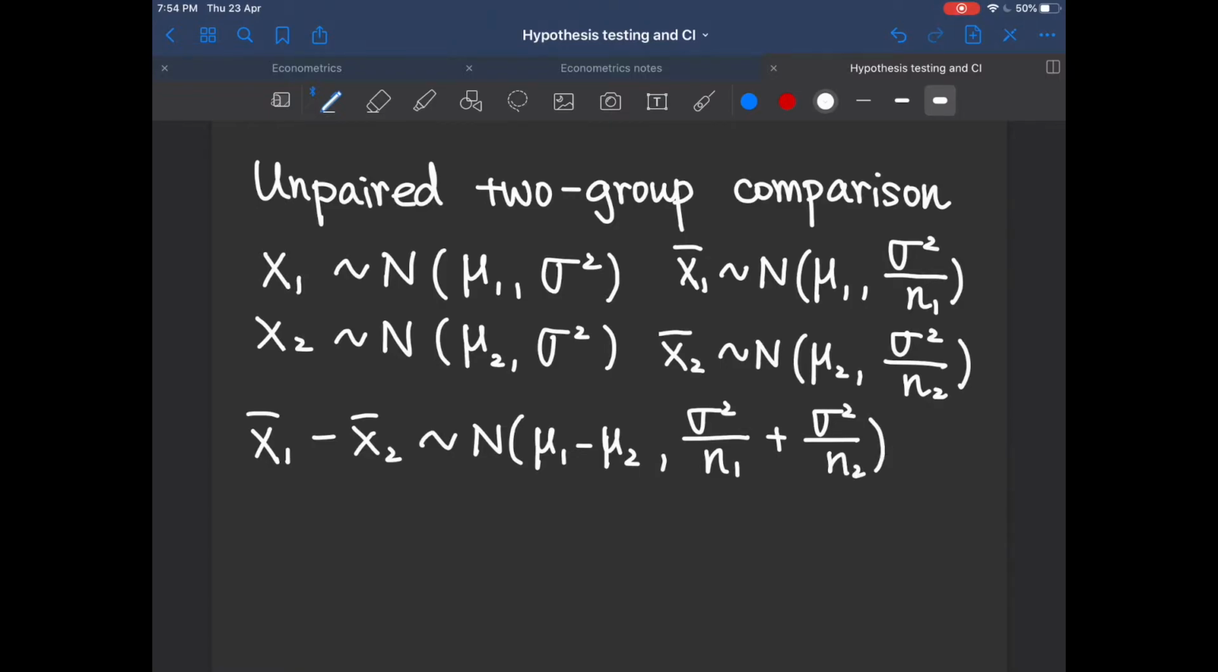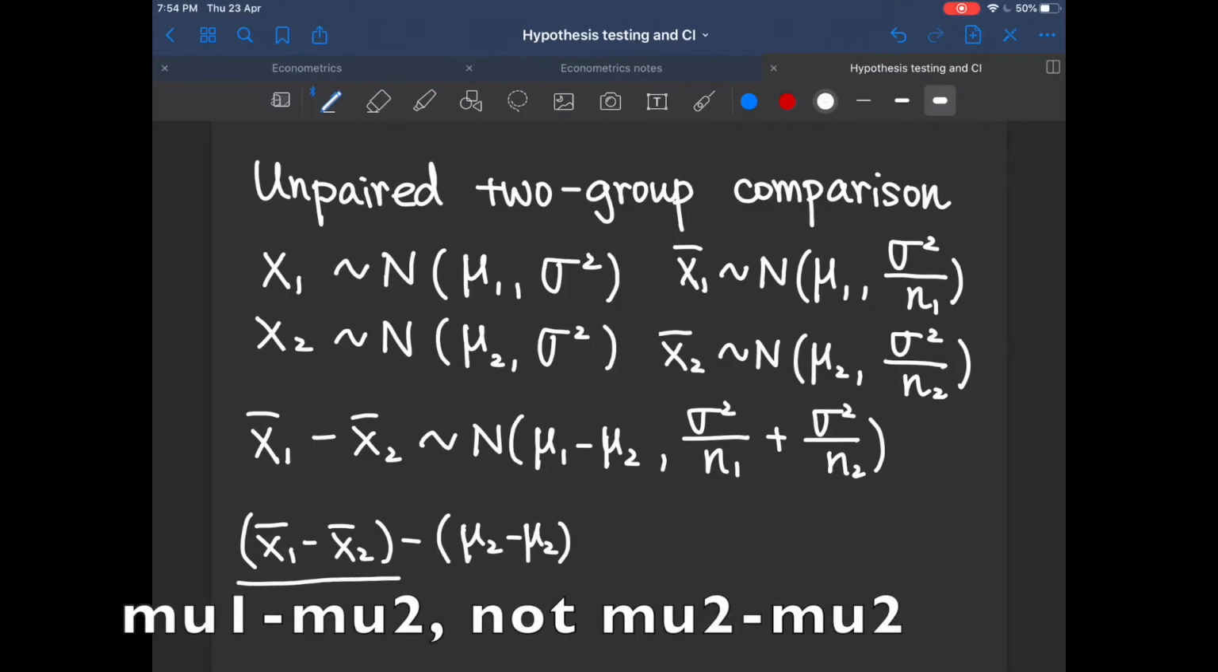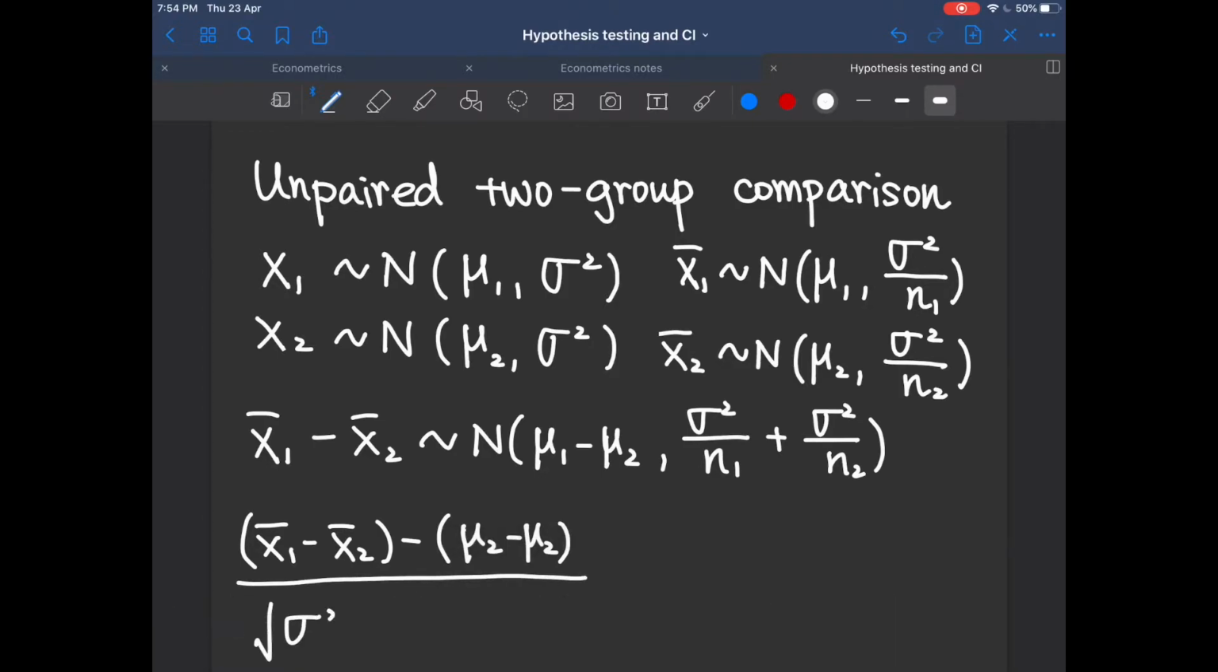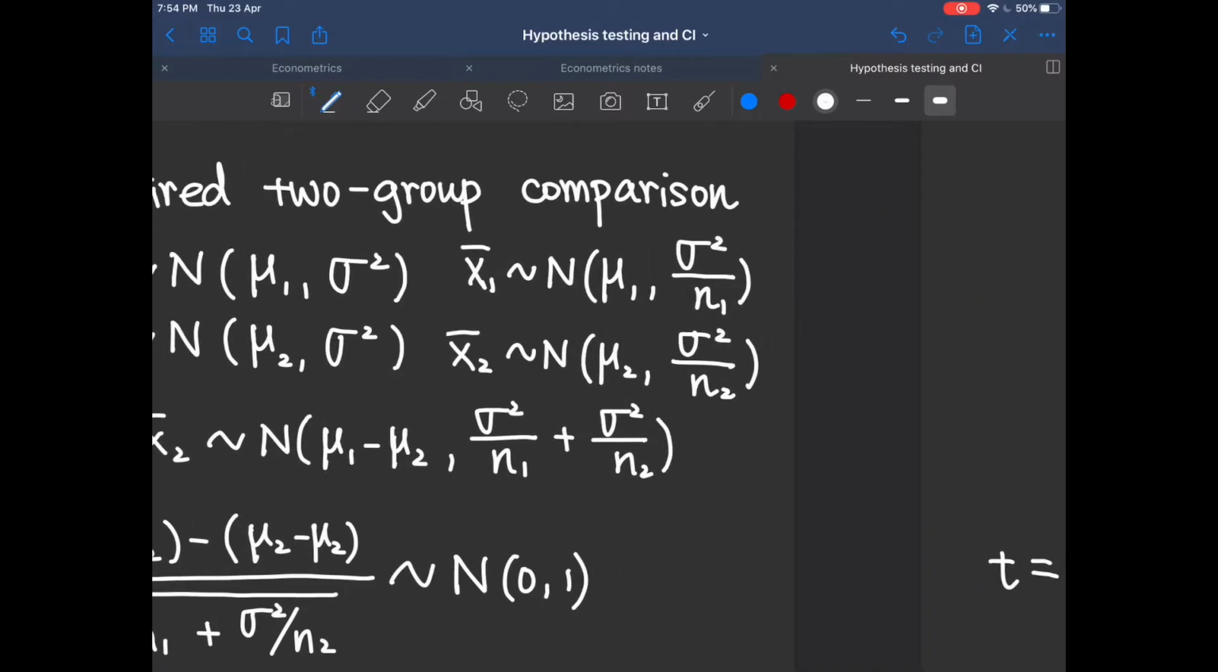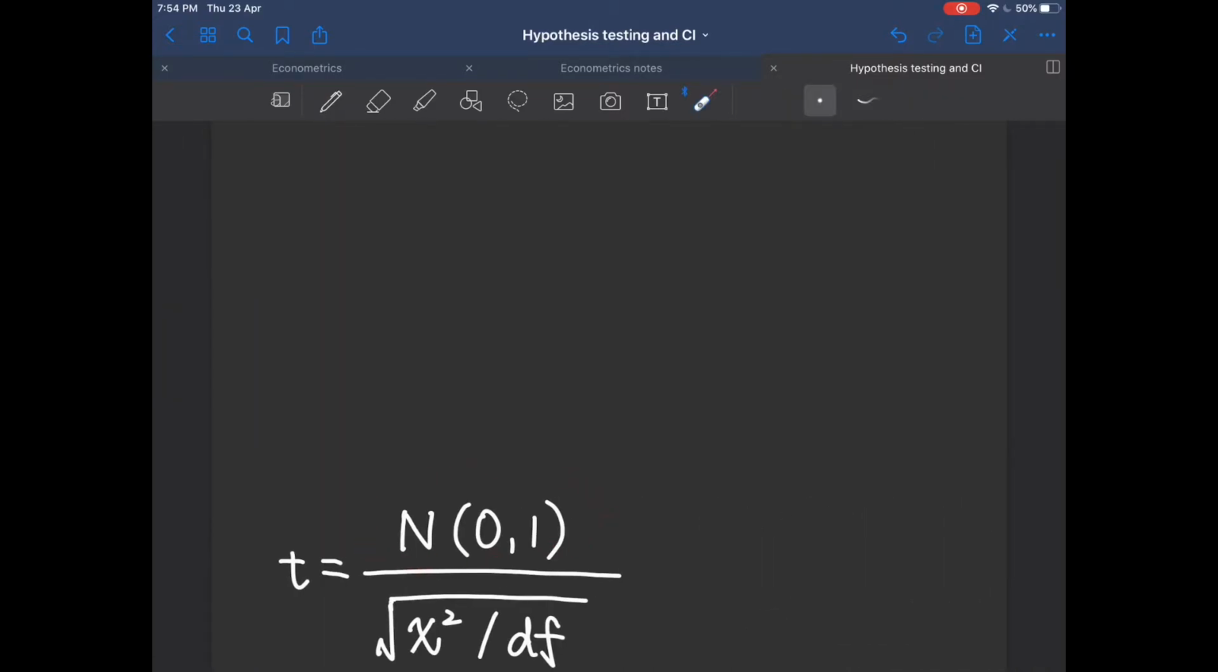So x1 bar minus x2 bar, minus the bracket mu1 minus mu2, divided by the square root of sigma square divided by n1 plus sigma square divided by n2, should follow a standard normal distribution. Now let's recall that the t-distribution is basically a standard normal divided by the square root of a chi-square distribution divided by its own degree of freedom.